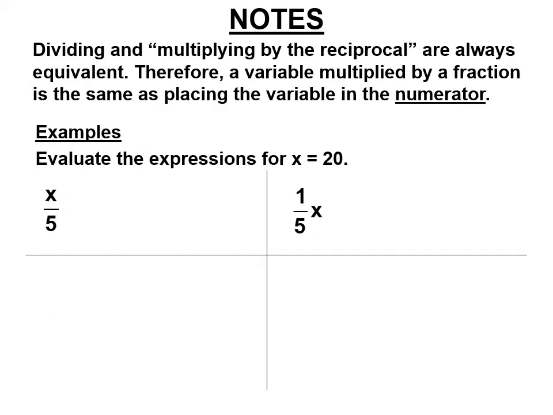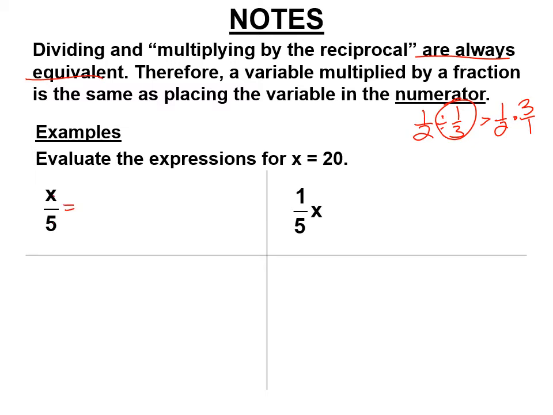Okay. Dividing and multiplying by the reciprocal are always equivalent, right? When you were doing fractions like 1/2 divided by 1/3, you would multiply by the reciprocal, because that was a procedure to do those problems. But that's always true, that dividing and multiplying by the reciprocal are always equivalent. So let's see that. Evaluate the expression for x equals 20.